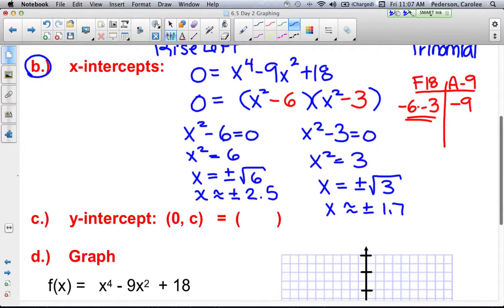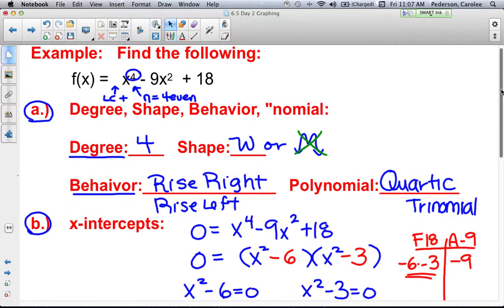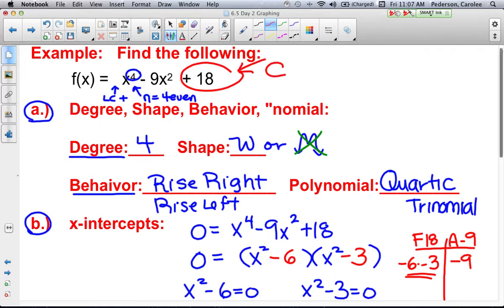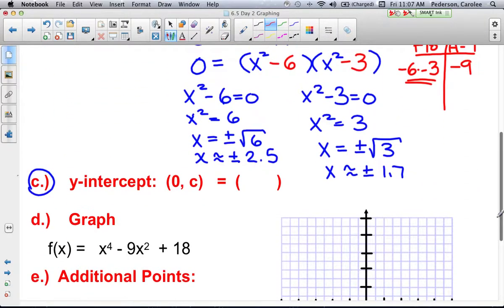So now we're going to identify in part C the y-intercept. Remember, to find the y-intercept when it's in standard form, it is the constant of the equation. So if we go up to the constant, that constant is 18. And you got to take the sign with it. So that constant is 18. So we have a y-intercept at 0, 18.